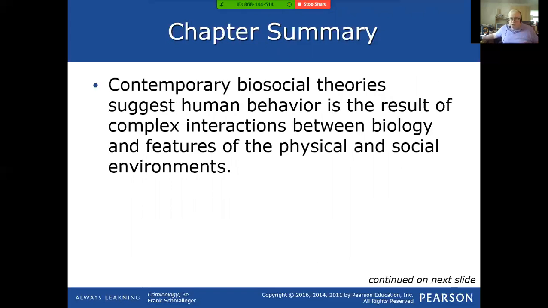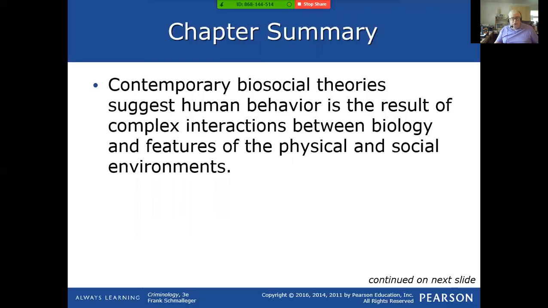Contemporary biosocial theory suggests human behavior is a result of interactions between biology and the features of the physical and social environments. So here you may have someone who has a not well-functioning prefrontal cortex. And Adrian Raine says that it's like the brakes on the car. You don't have the brakes, you're more likely to run off the road. So you have somebody that has that issue, and then they're in a really wild environment, and they're more likely to act out. Whereas somebody else has the same issue with the prefrontal cortex, and they're in a very supportive environment, and maybe they don't act out.